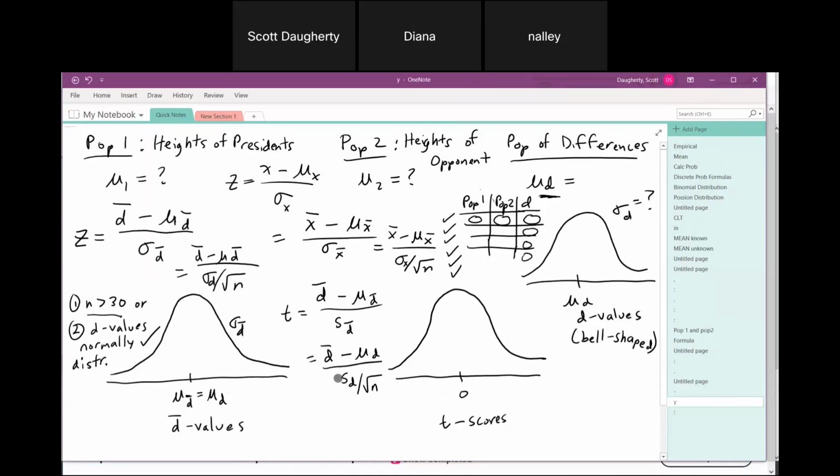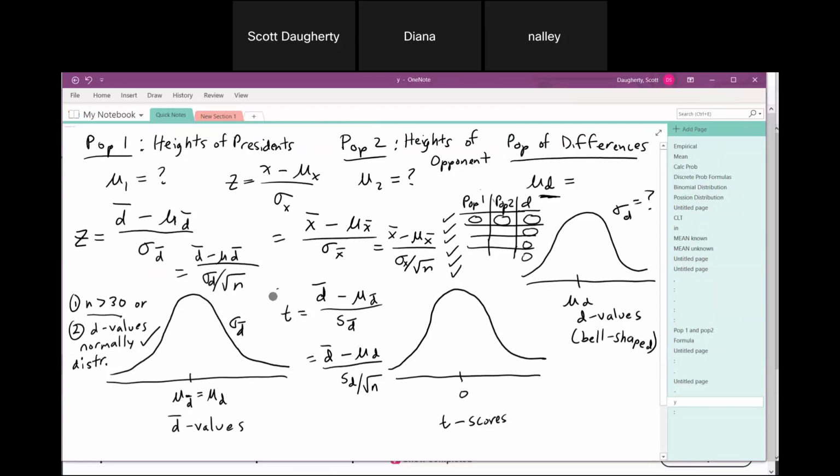Okay, and that's what's happening down here. So you see you have d bar minus mu sub d bar over, if we plug in sigma sub d bar, which is sigma sub d divided by the square root of n, this would be a z-score. But we don't know this right here, right? We don't know sigma sub d. So in place of that, we substitute S sub d. But when we plug S sub d in for sigma sub d, that's where we get a t distribution. So that's where that t distribution is coming from.